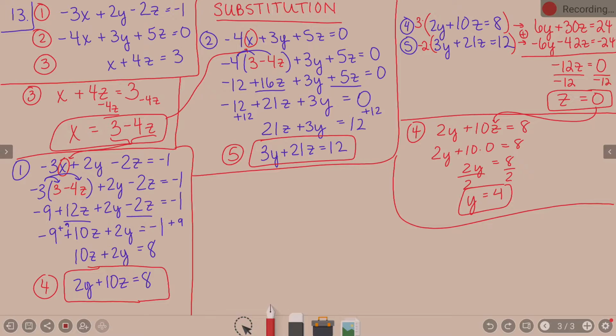So after we use equation 4 or 5, now we usually go back and use 1, 2, or 3. Again, you can be flexible on these, right? Out of 1, 2, and 3, 3 definitely looks easy for me. What have I not found? X, right? And you can use the equation x equals 3 minus 4z. So x equals 3 minus 4 times 0. 4 times 0 is 0, so we have 3. And that came from right there.